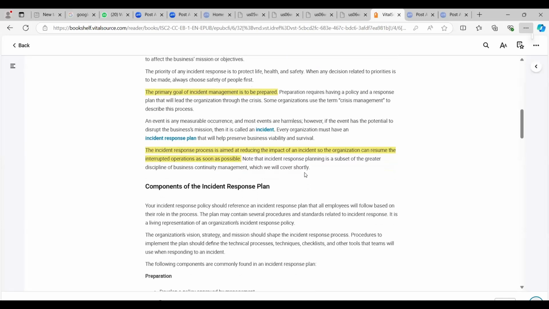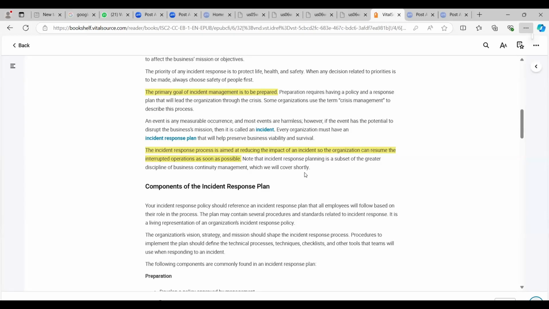So the primary goal of incident management is to be prepared. That's the primary goal. Be prepared that anything can happen anytime. So if they happen, what are we going to do? Preparation requires having a policy and a response plan that will lead the organization through the crisis. That's okay. If they breach your server, this is what you will do. The first thing to do is this. Then the second thing to do is this. Then you will mitigate. Then you will eradicate. Then you will contain and stuff like that. You follow those processes and you'll be fine.